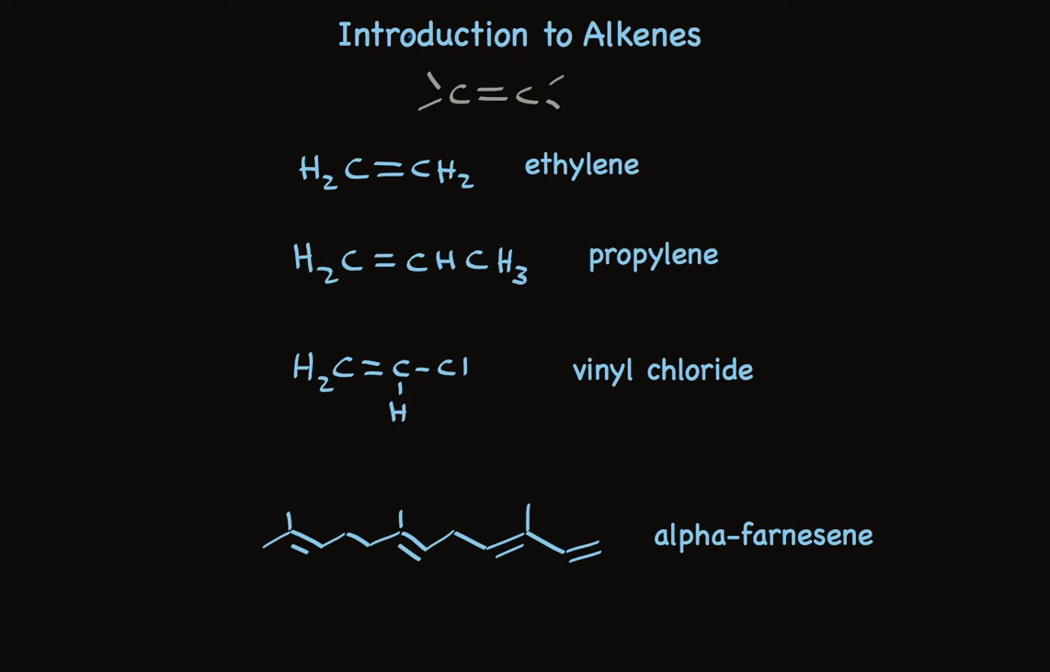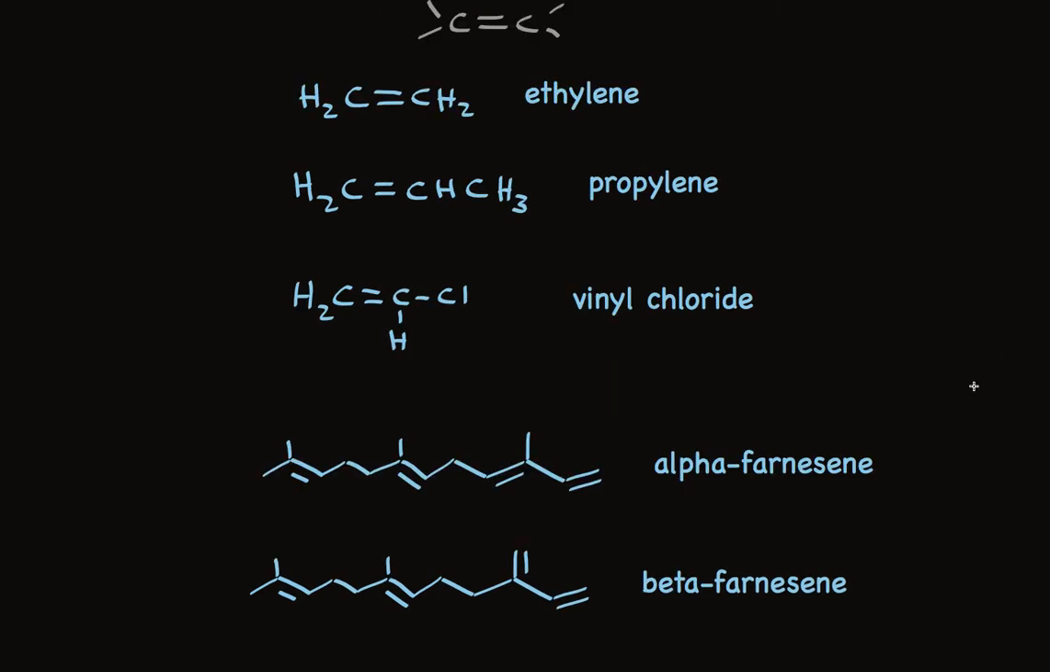And an isomer of alpha-farnesene, which also has 4 double bonds, is beta-farnesene. Beta-farnesene is the same structure except that the double bond is in a different place, and it's also used by insects as an alarm pheromone. So there are all kinds of interesting alkenes.